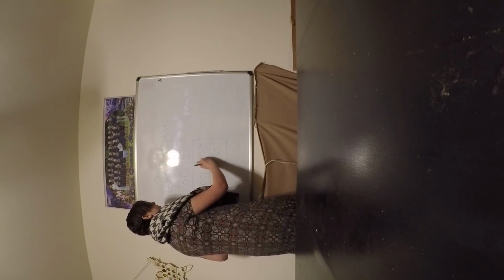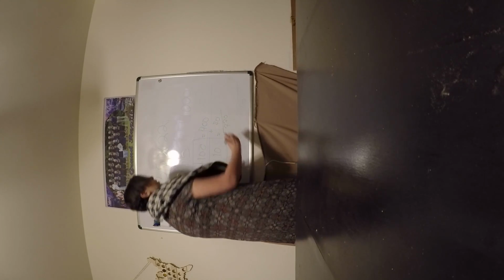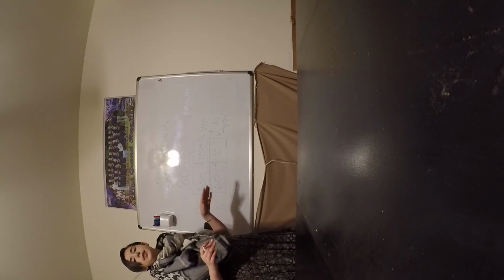Now this time I'm going to go across and add. So it's 600 plus 100, 700. And what's 60 plus 10? 70. Now we can go ahead and add down. And our answer is 770. Again, it's very simple, very easy. It breaks it down, and visually it's a lot easier to understand the concept of multiplication.